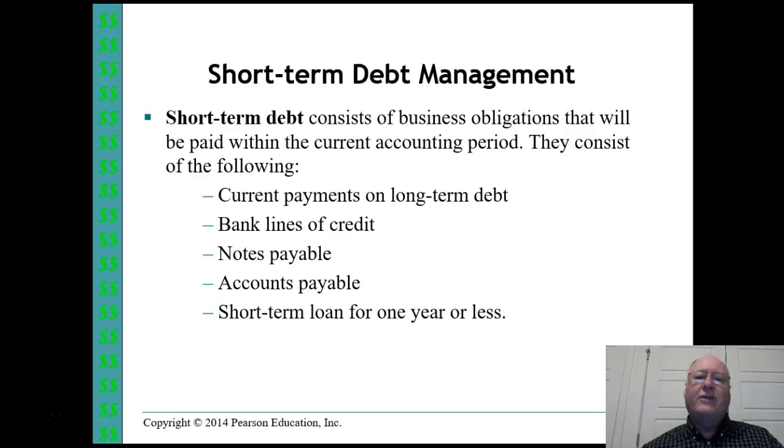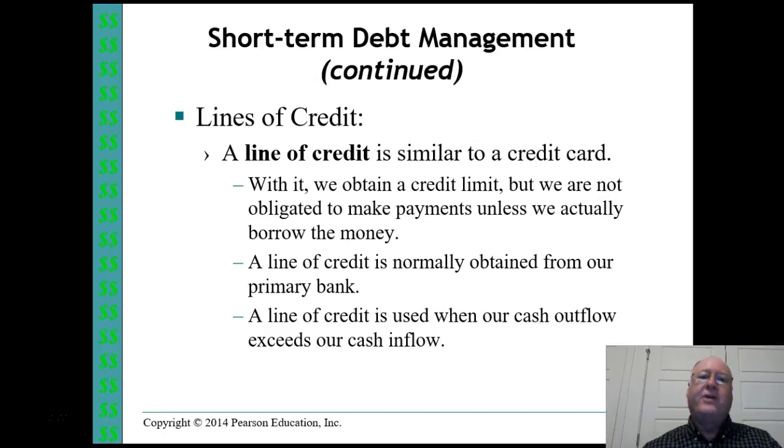They consist of current payments on long-term debt, all of those payments that are going to be due in the next 12 months on a longer-term debt, bank lines of credit, notes payable, accounts payable, short-term loans, any other short-term loans that are due within 1 year.